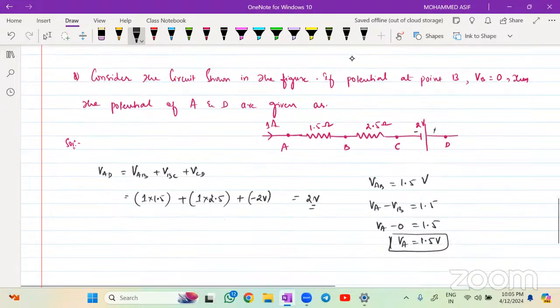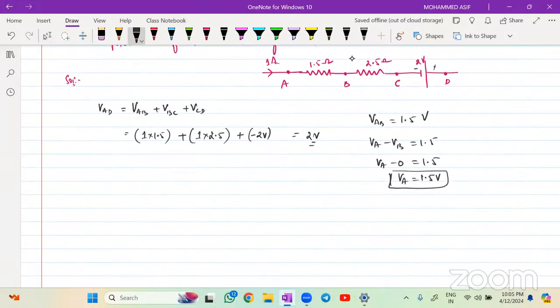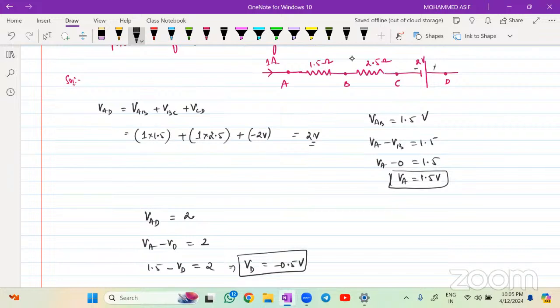If I'm talking about potential of D, the potential across A and D is given in the problem as 2. That means potential of A minus potential of D will be equal to 2. Potential of A is 1.5, minus potential of D, which I need to calculate, is equal to 2. So if I simplify it, potential of D is minus 0.5 volt. Okay, so the answers are 1.5 volt and minus 0.5.